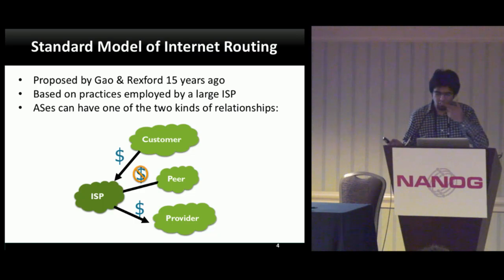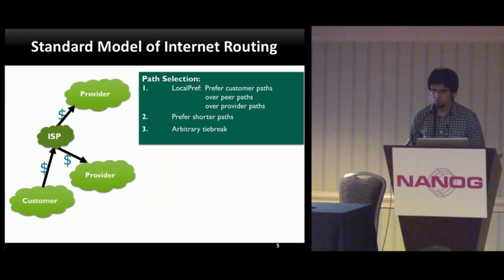So the now standard model of routing policies was put forward by Gao and Rexford in early 2001. The model was based on routing policies of a large ISP at that time. According to this model, an AS can have 2 types of relationships. It can have a customer-provider relation in which the customer pays the transit cost, or it can have a peer-to-peer relation in which both ASes exchange traffic at no cost. For path selection, the Gao-Rexford model dictates that the customer path should be preferred over a peer path, and a peer path should be preferred over a provider path. And for paths having the same local pref, the shortest of all paths is picked according to this model.